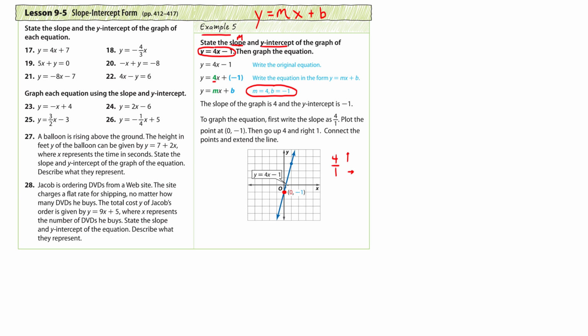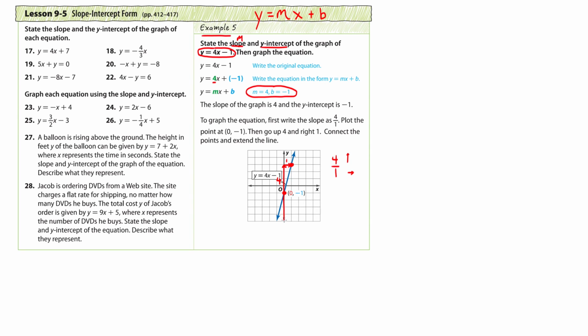So from this point up 1, 2, 3, 4, I go up 4, and then I go over 1, and that gets me a second point. I can do that slope again, but it would take me off the grid, so I'm not going to bother. I could also do the slope movements backwards. If I do both of these exactly backwards, it gives me another point as well. So if I start here at the y-intercept, I could go down 4, 1, 2, 3, 4, and back 1, and that'd be a point on the line as well. So they're all on that same blue line.